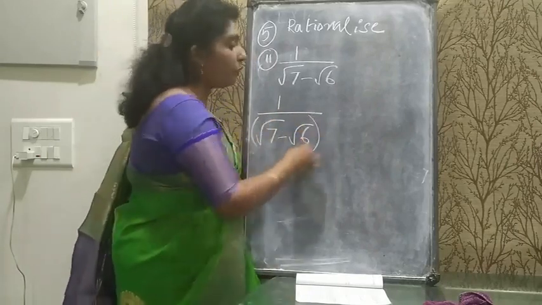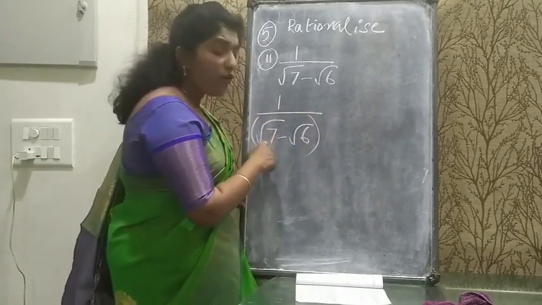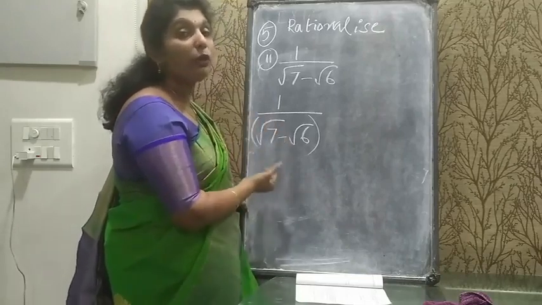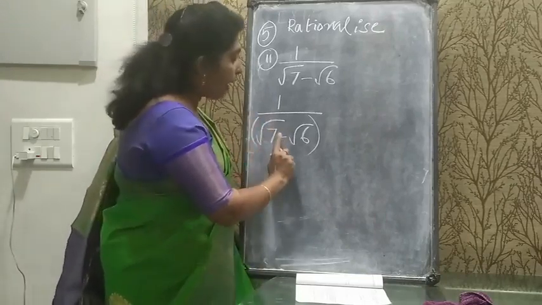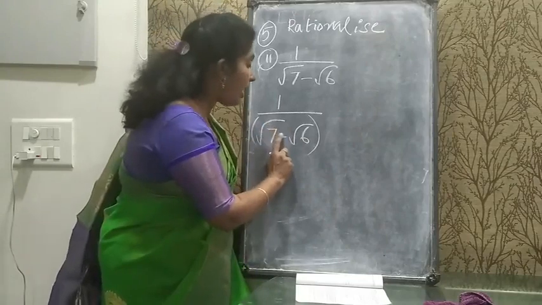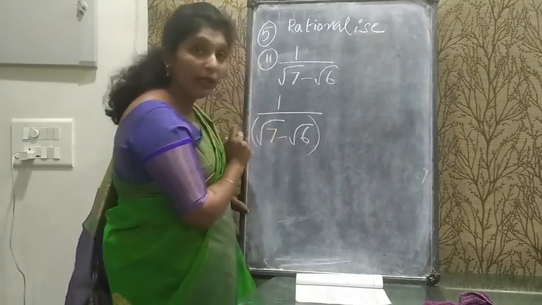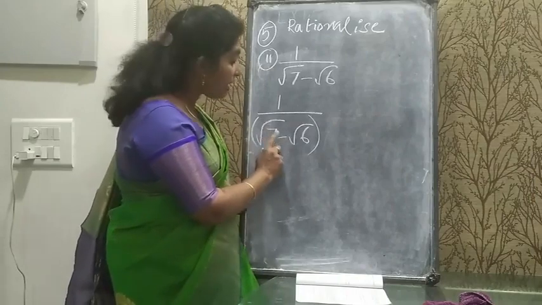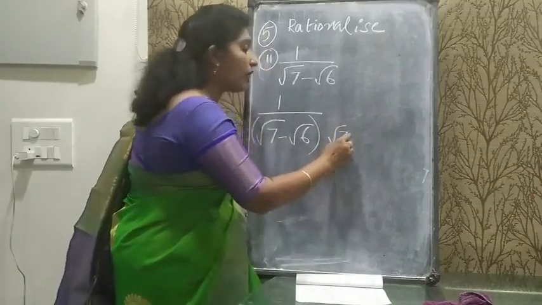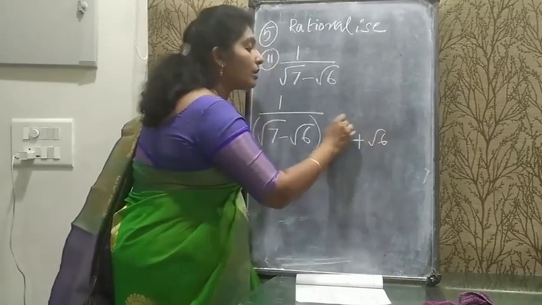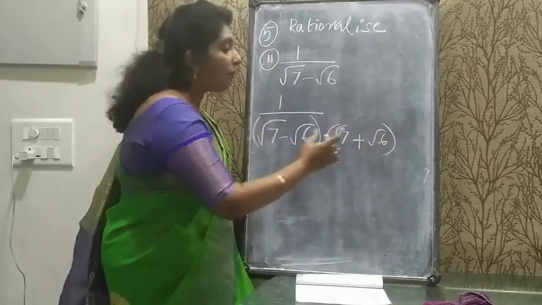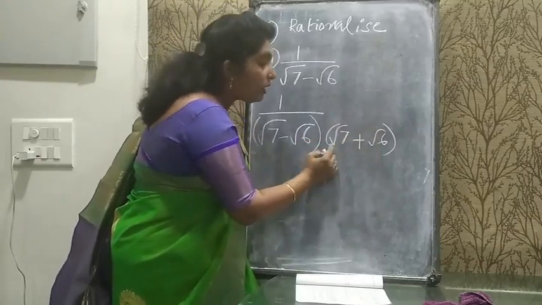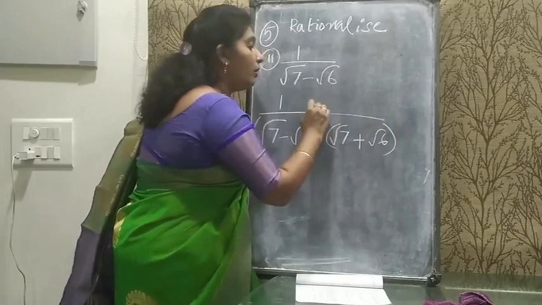So what we have to do is, whatever is given in the denominator, you have to take the conjugate of that number. It means you have to change the sign of the denominator. Root 7 minus root 6 is there. If I change this sign, it will become root 7 plus root 6. Now I will be multiplying both the numerator and denominator with root 7 plus root 6.